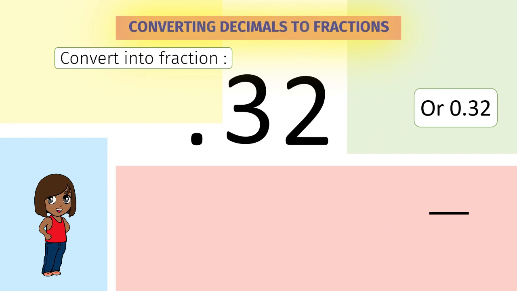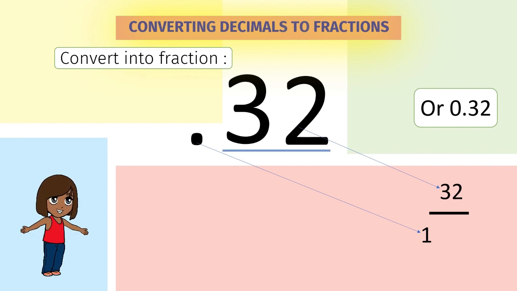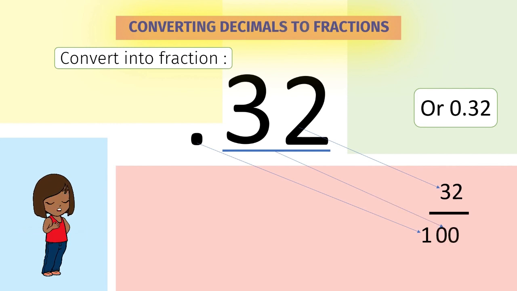Let us take a more complex decimal. 0.32. The principle remains the same. The numerator is the number with the decimal removed. So 32. The denominator is 1 followed by a number of zeros equal to the number of digits after the decimal point. Here there are 2 digits after the decimal point, so we will have 2 zeros after 1 in the denominator. Answer is 32 by 100.